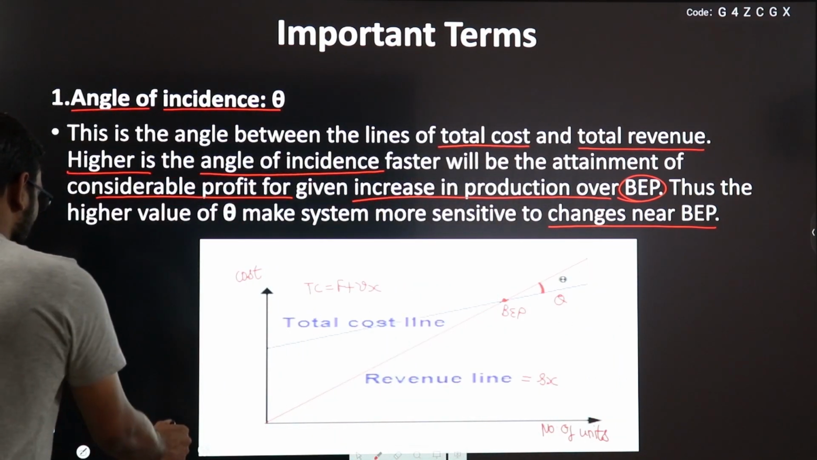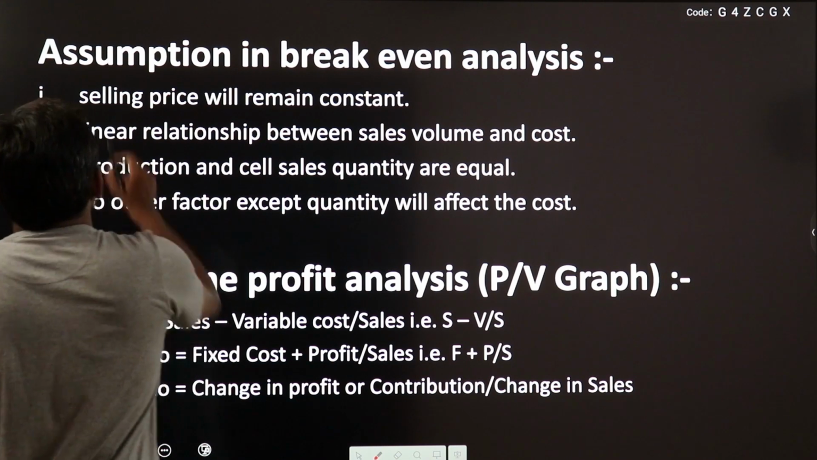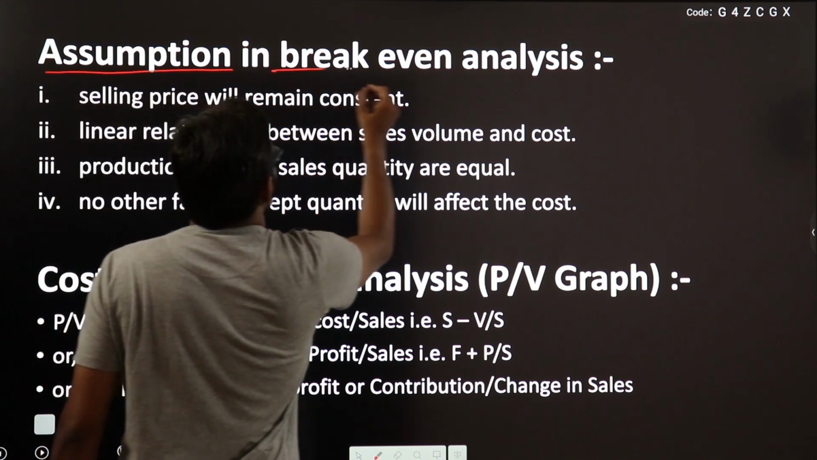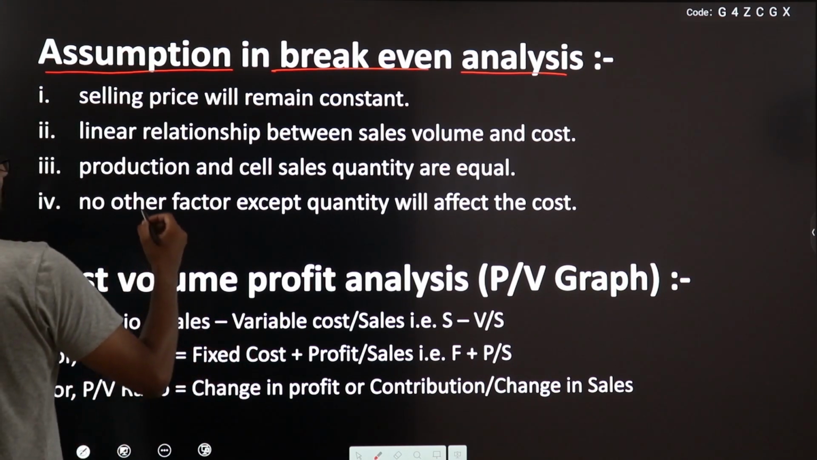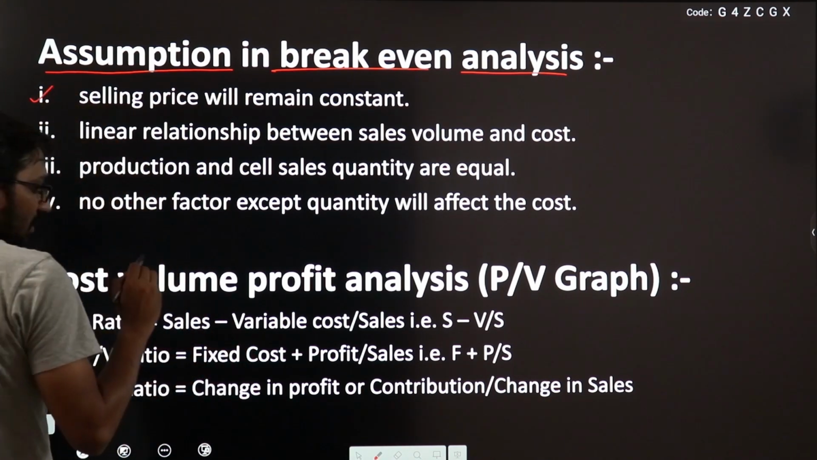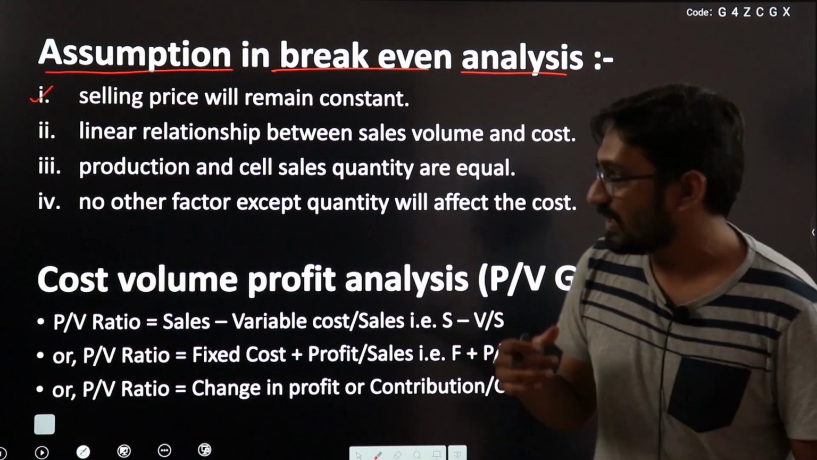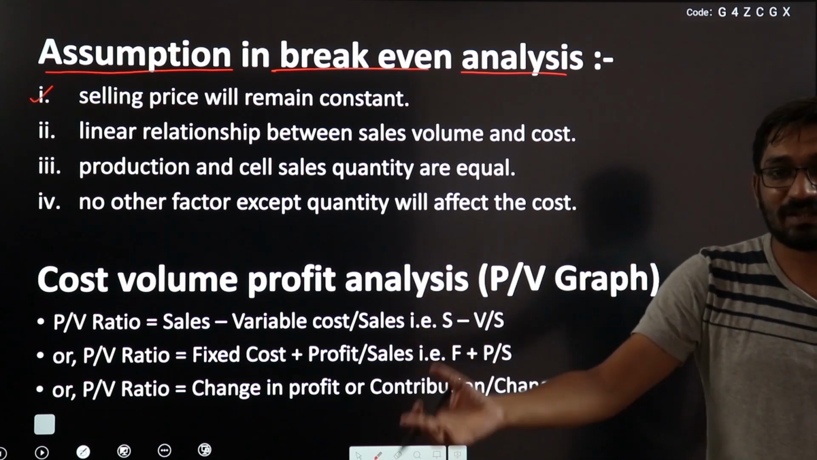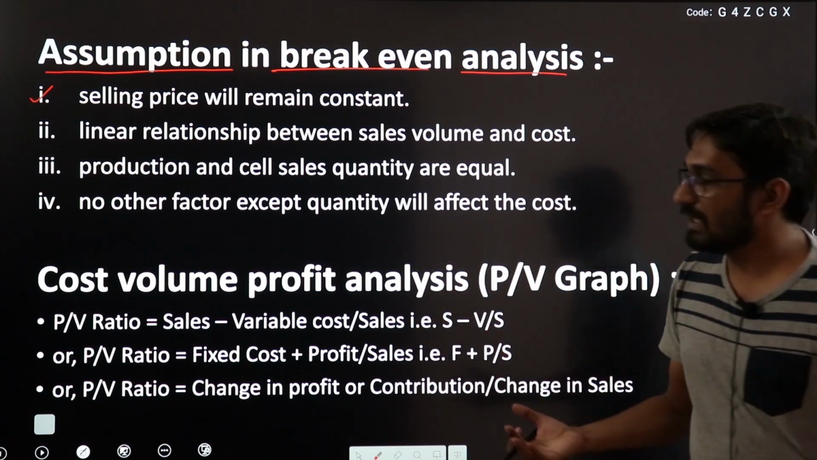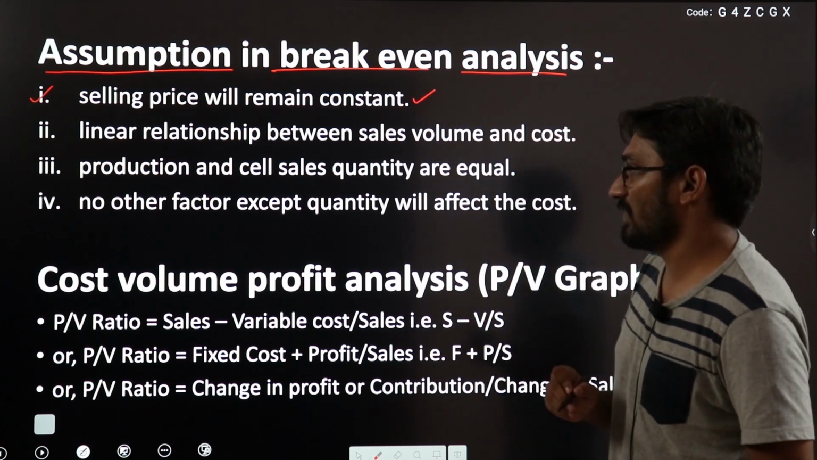Now next is, what are the various assumptions in break-even analysis? We are making some assumptions. First one is that selling price is constant. Generally, the selling price of any product is not constant. It will depend upon so many factors: the demand, supply condition, competition, competitor price. But we are assuming that the selling price of the product is constant.